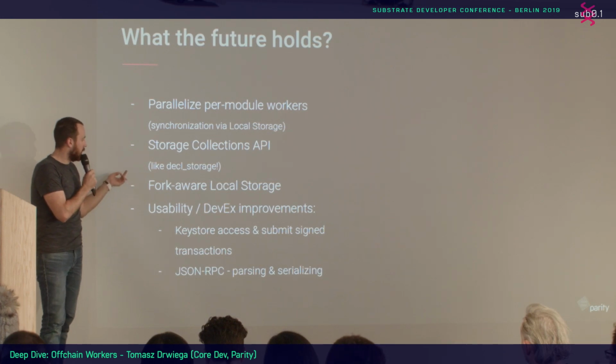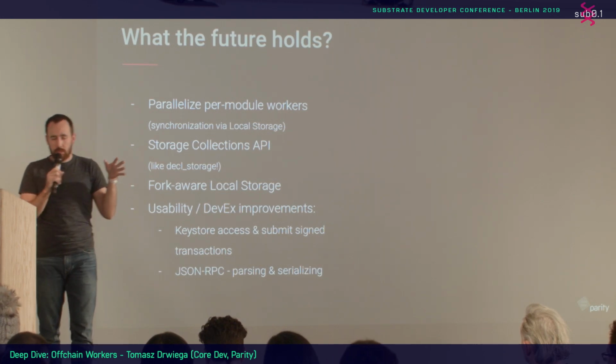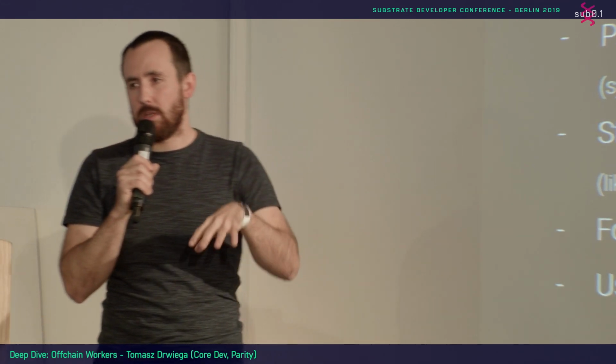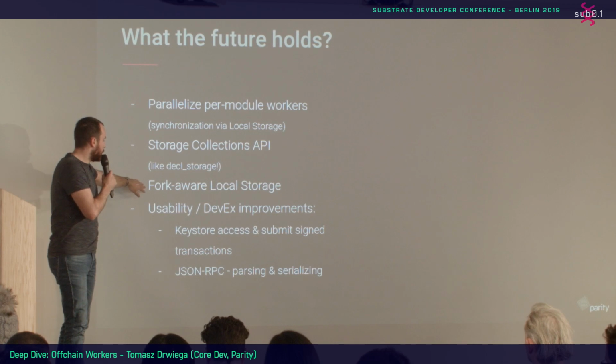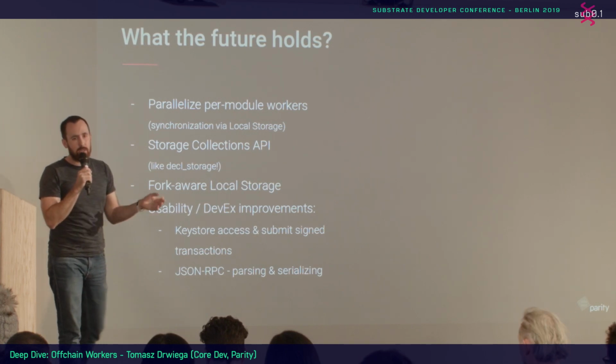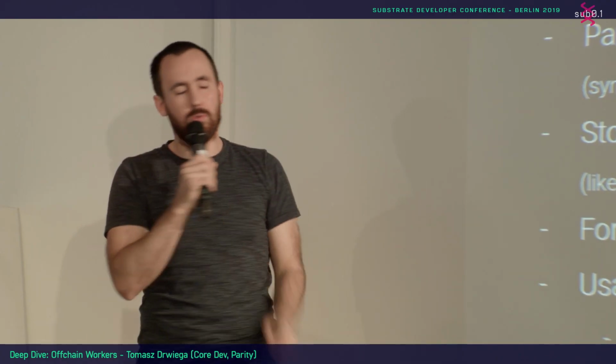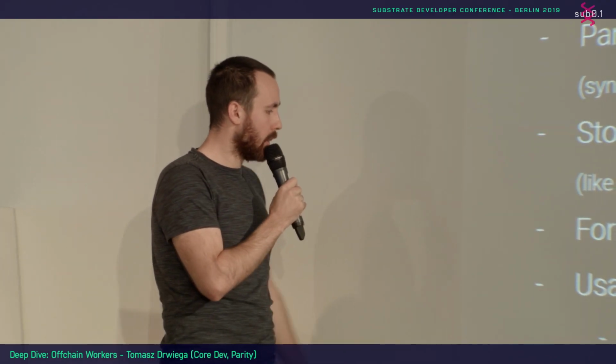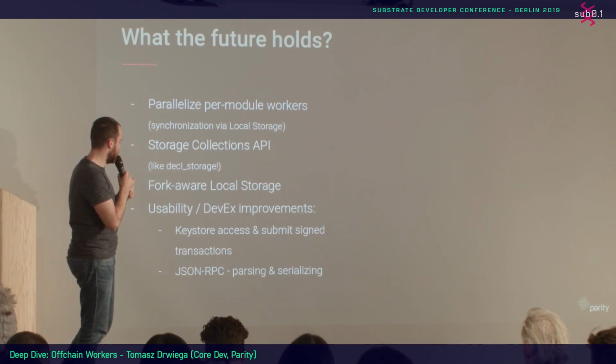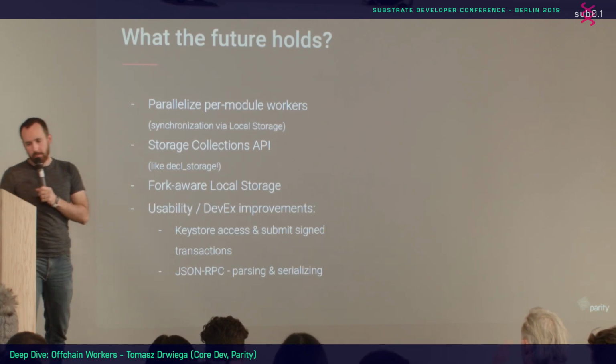Another thing is fork-aware local storage. The off-chain workers are being executed for every block that is imported. It means that if there are forks in the network, you might have two off-chain workers running on the same height, on different blocks, but on the same height. This fork-aware database would make sure that whatever one worker is writing to this database is not visible to another worker on the same height. And there are some usability and developer experience improvements that are listed over here.